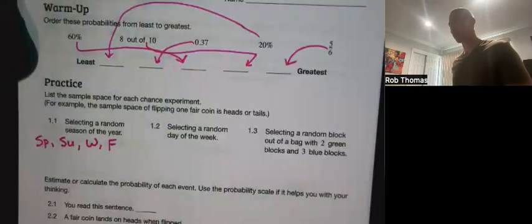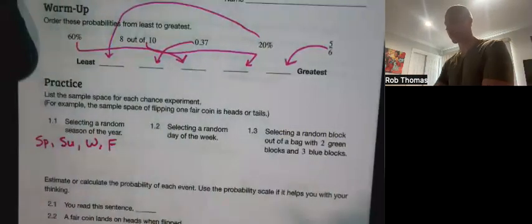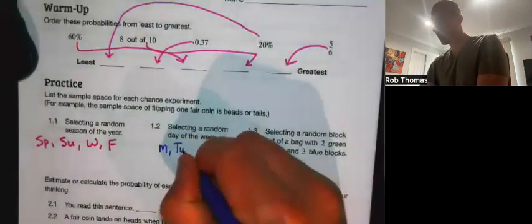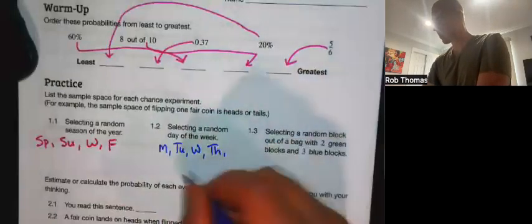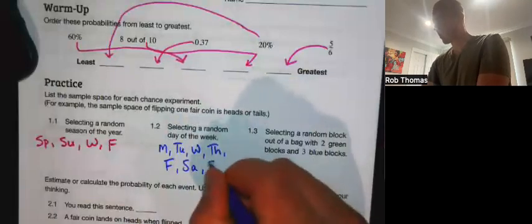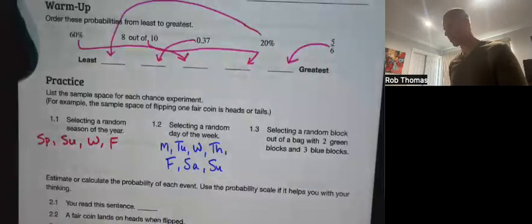Okay, so selecting a random day of the week. If you list all the days of the week and then pick one at random, that's your sample space. So you got your Monday, your Tuesday, your Wednesday, your Thursday, your Friday, your Saturday, and your Sunday. That's your sample space for selecting a random day of the week.